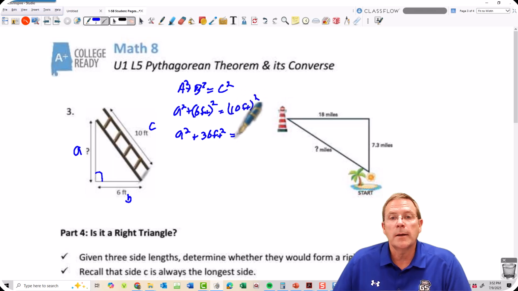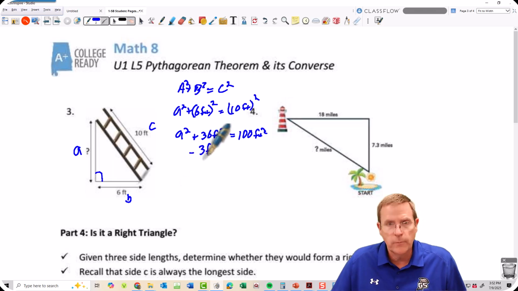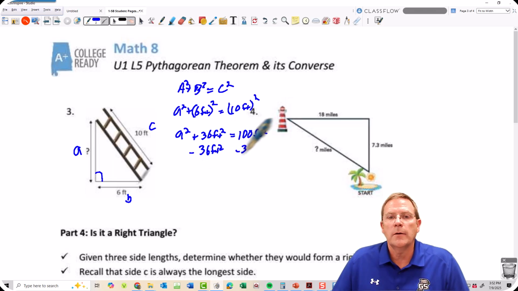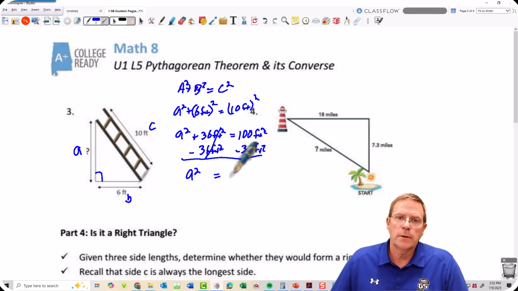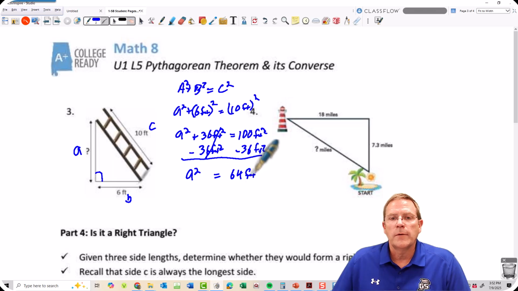Equals 10 times 10 is 100. Feet times feet is feet squared. Now we're going to isolate our variable by subtracting 36 feet squared on both sides. Whoops. 36 feet squared and minus 36 feet squared. When I do that, these are going to zero out, leaving A squared is equal to, and that's going to leave us with 64 feet squared.